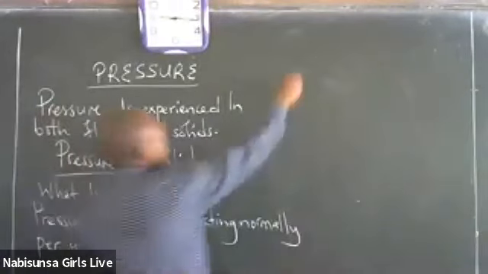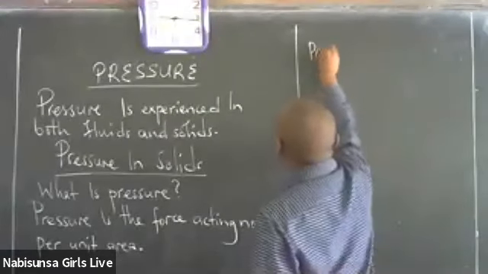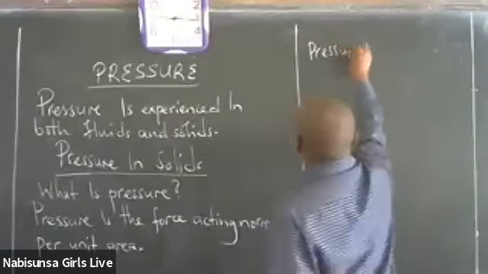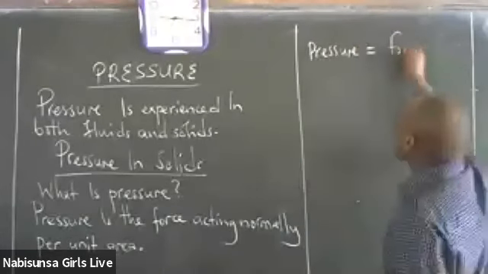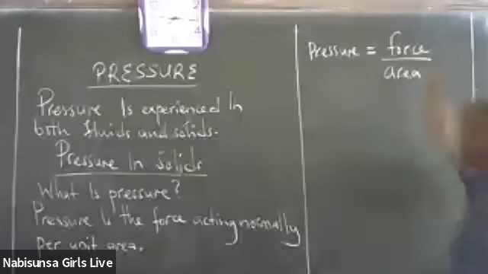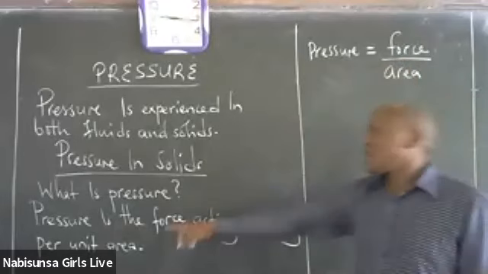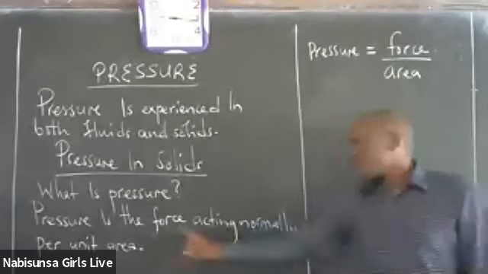Now, after knowing what pressure is, we can write it in the mathematical way. Pressure is equal to force over area. Now, that is what we shall be using in calculations. That formula, pressure is equal to force over area, is what we shall use. This formula has come from the definition.